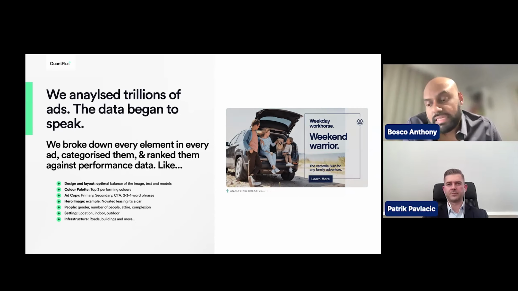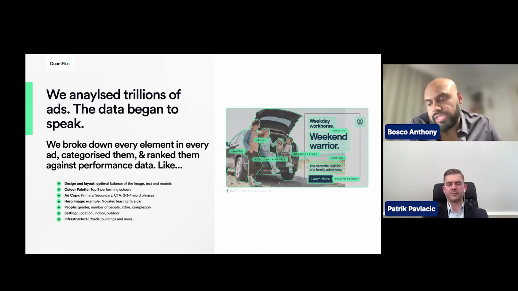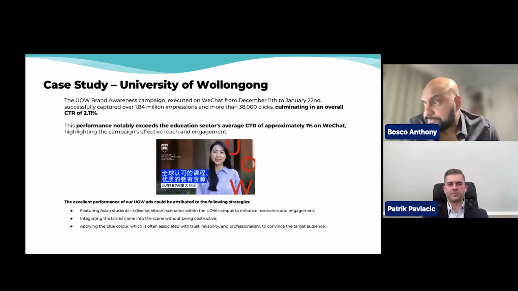So this intelligence, we rolled it out 3 years ago. It's a world's first technology, and this is what an intelligence report will generally look like. That was 3 years ago. Just a few weeks ago, we have had some innovation success, but I wanted to show you a campaign case study. So this is the University of Wollongong, and they came to us with a brand awareness campaign to attract young students in China.